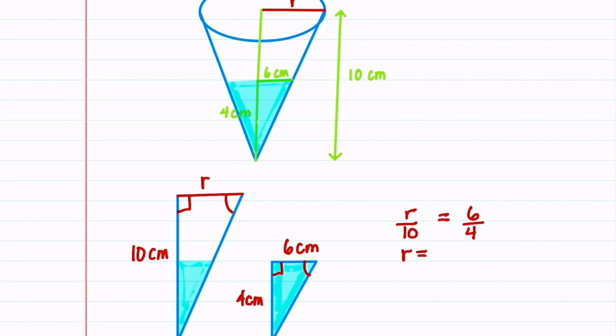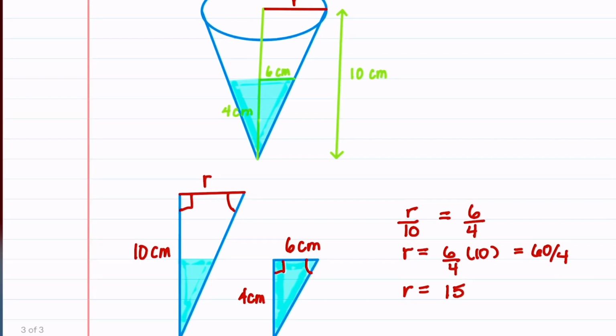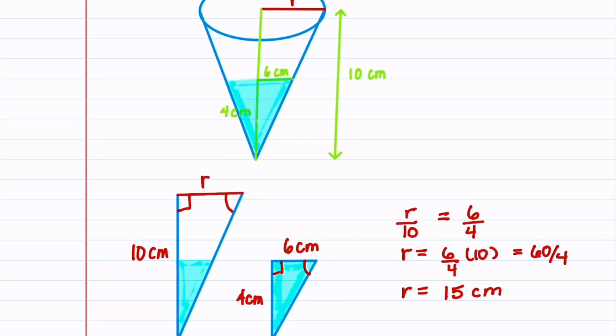So r is going to be 6 over 4 times 10, which is 60 divided by 4. So our radius is going to be 15, and let's check the units. We're working with centimeters, so we write down 15 centimeters. And we will box that answer. So just like in the first problem, we were able to use similar triangles to be able to find out one unknown quantity in our problem.